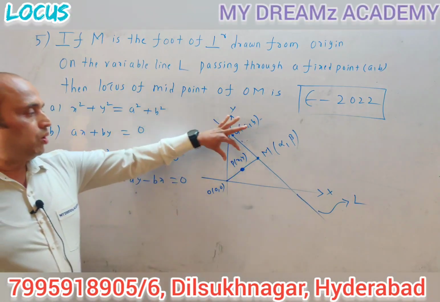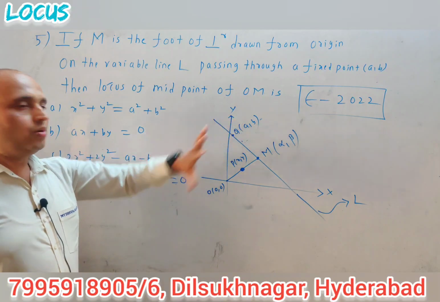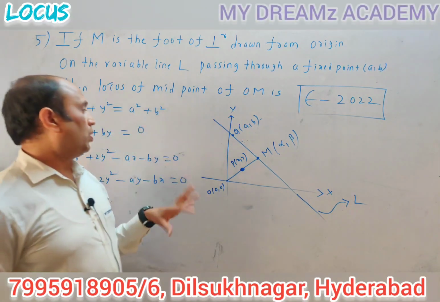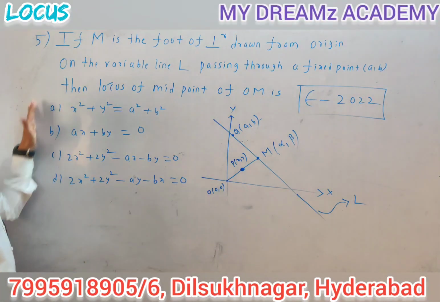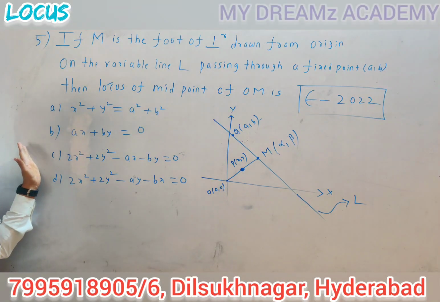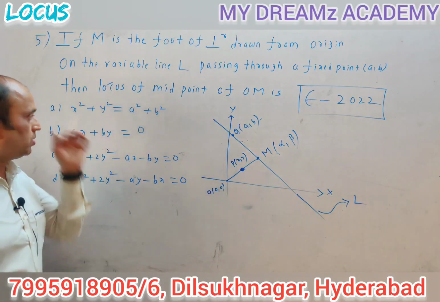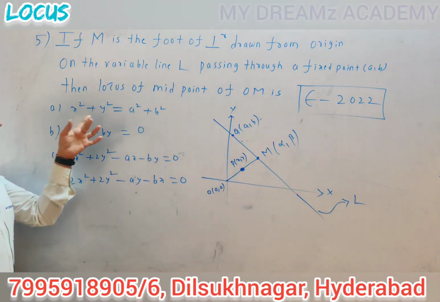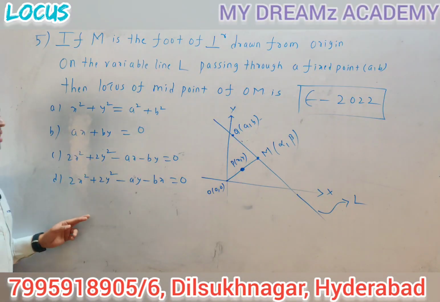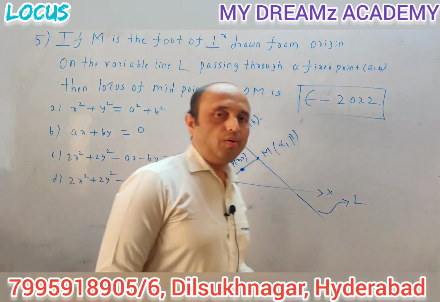So we want to find P of x comma y, and the equation. These are the 4 options. The first option is x square plus y square equal to a square plus b square. So this represents the circle, straight line, circle, circle. These are the different options here.